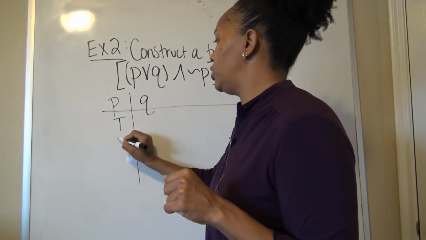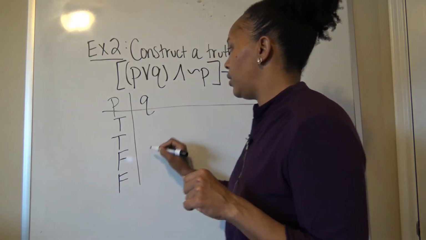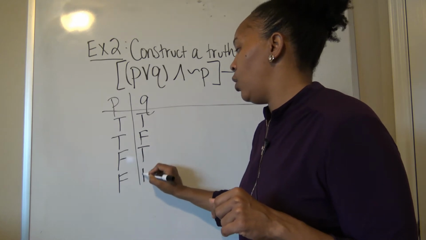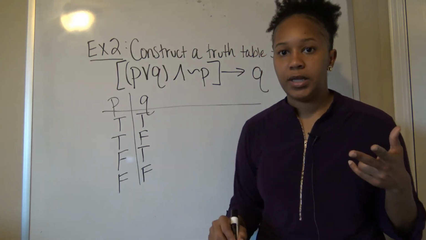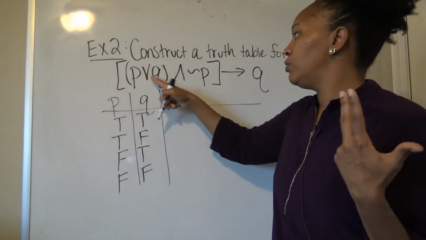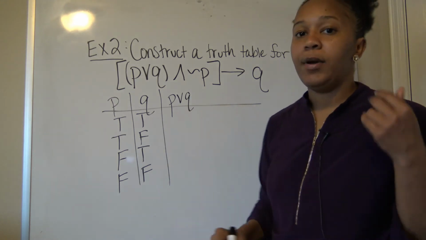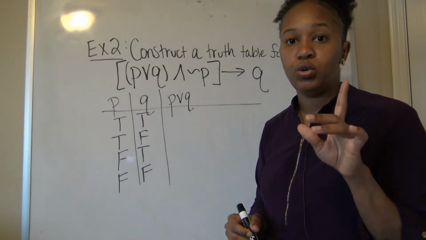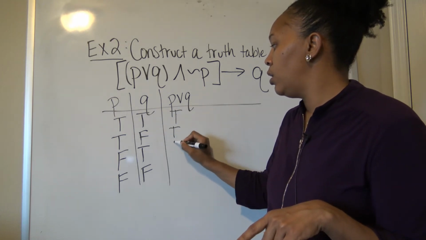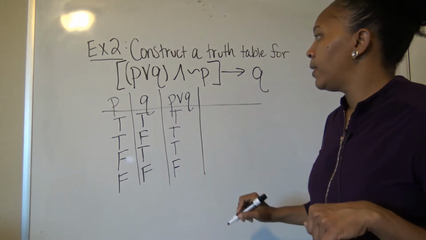Again, P is true, true, false, false, and Q is true, false, true, false. We'll always start with that whenever there are two simple statements. Then I'm just going to go in order and do the P or Q next. With the or statement, the disjunction is true when at least one of them is true. So this one would be true, this one would be true, this one would be true, and this one would be false.